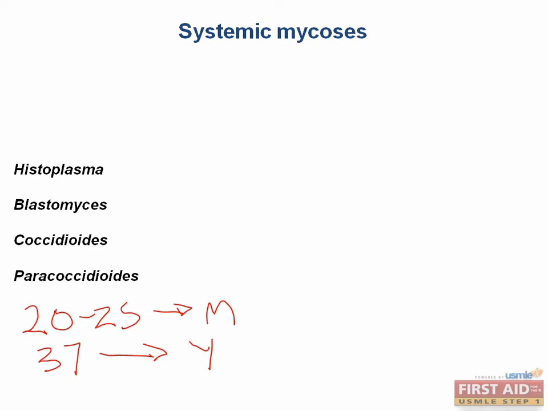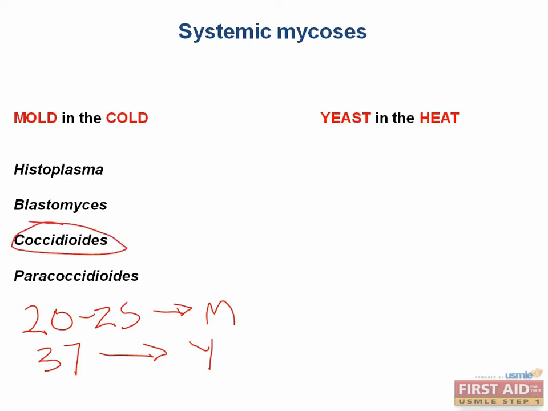How are we going to remember this one? I like to remember it with the mnemonic, mold in the cold, yeast in the heat. Now, the only exception to this rule is that coccidioides is going to exist as a spherule at body temperature.